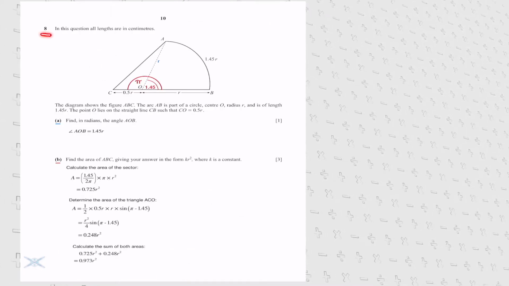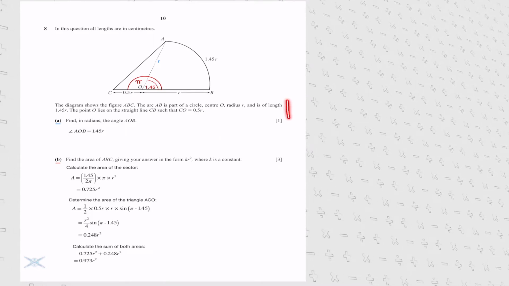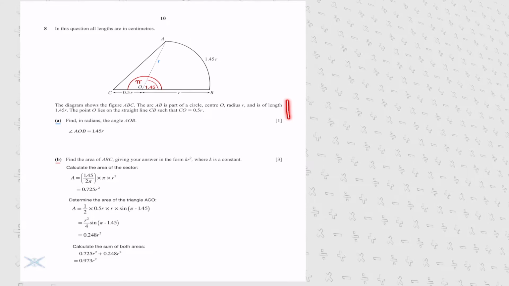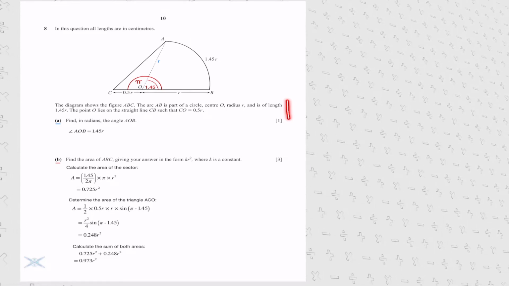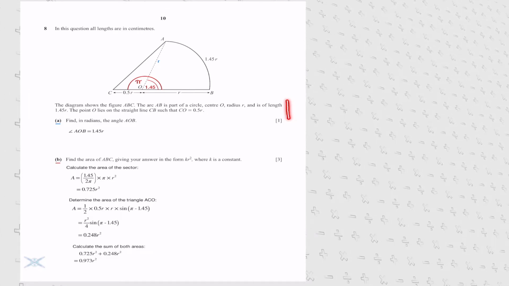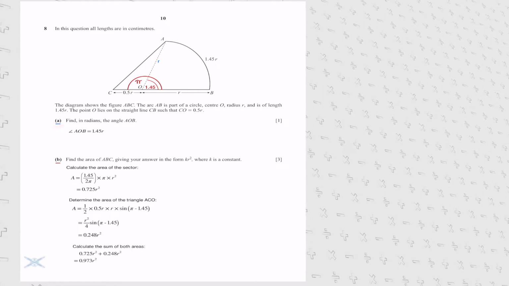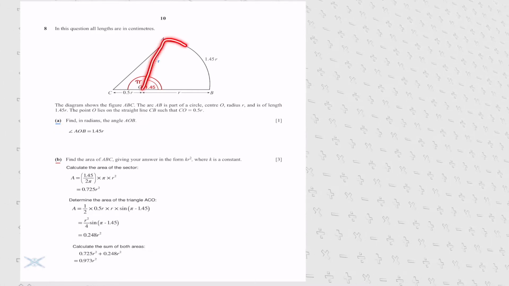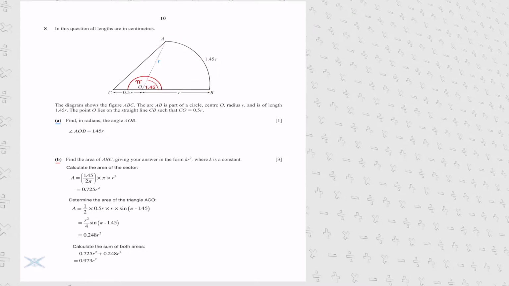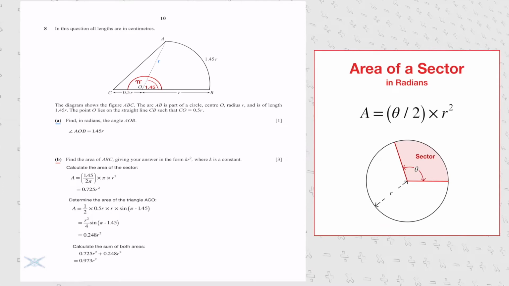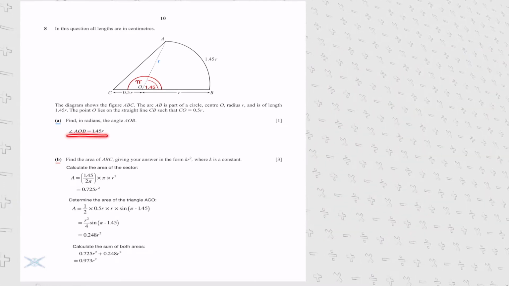Next on to exercise A, where we are provided with a diagram that shows the figure ABC. The arc AB is part of a circle, center O, radius r, and is of length 1.4 r. The point O lies on the straight line CB, such that CO equals 0.5 r. In part A of this exercise, we are required to find the angle AOB in radians, which can be done applying the formula that you're provided with to the right-hand side of the screen. From there, it should be obvious that the angle AOB in radians equals 1.45 r.